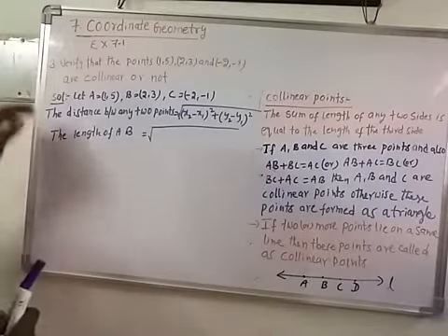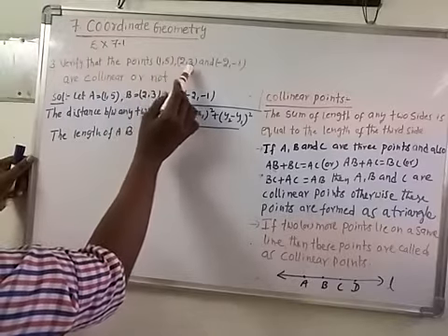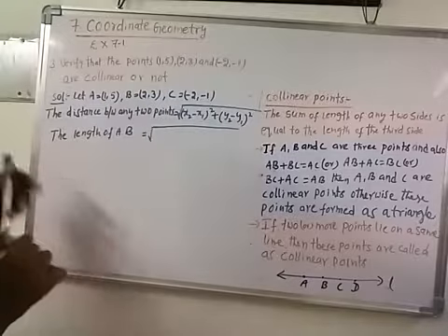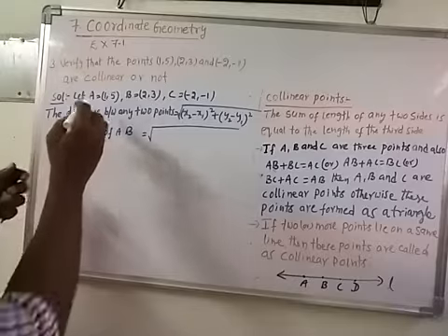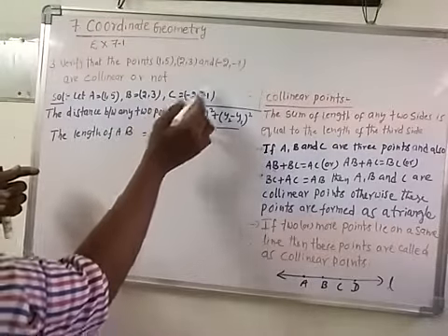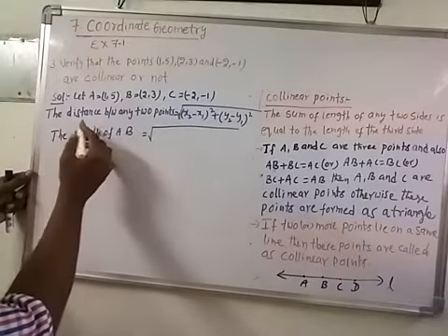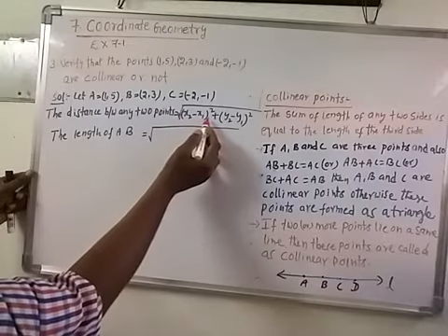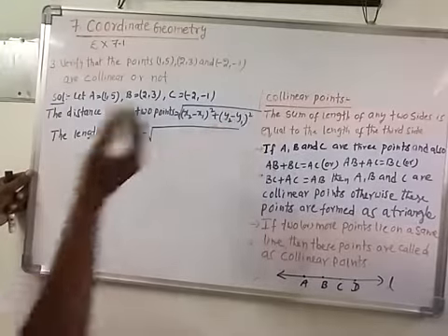For example, verify that the points (1, 5), (2, 3) and (-2, -1) are collinear or not. Let A equal (1, 5), B equal (2, 3) and C equal (-2, -1). So we are finding the distance. We know that the distance between any 2 points is equal to the square root of (x2 minus x1) whole square plus (y2 minus y1) whole square.